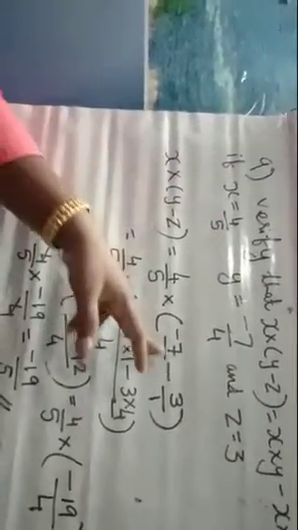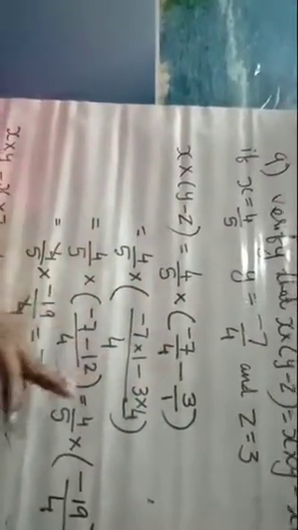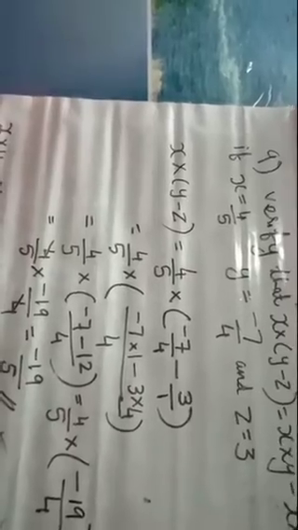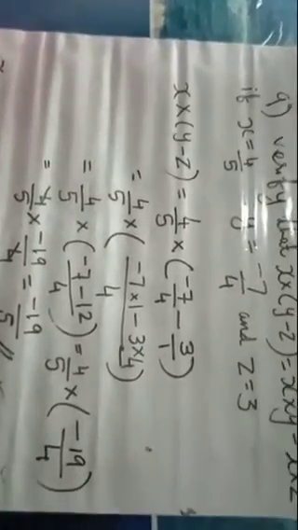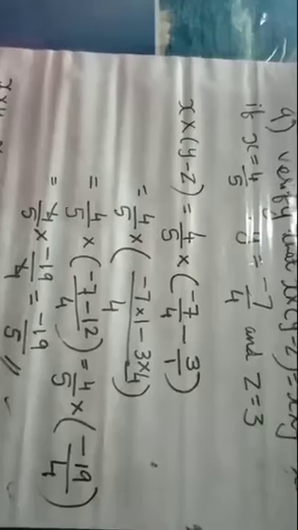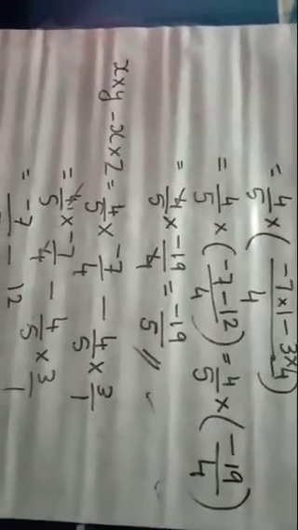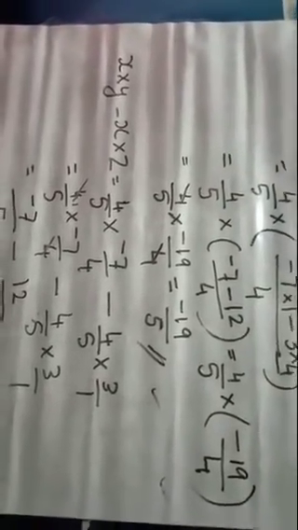Okay, hence verified. Clear? You first find x into y minus z. First do the bracket, find the LCM and then multiply. Again you distribute this, x into y minus x into z. You are getting the same answer.